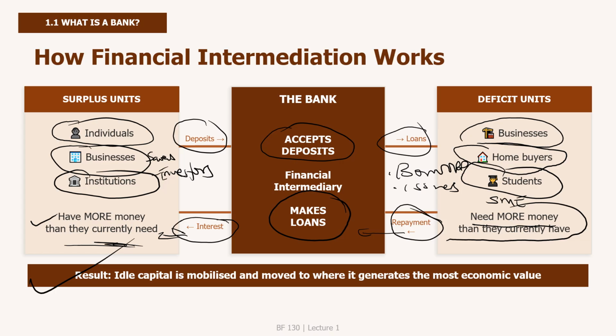Yeah, so really this has a very significant consequence to the economy. Just this whole process that we've talked about here, the financial intermediation, really it is needed for any and every economy. Why are we saying this? We are saying this because idle capital is mobilized and is moved to where it generates the most economic value. I think that is very, very critical, because instead of this money just staying idle somewhere, it is now being used maybe to build a school, to build a hospital, to build roads, a new factory and so on, maybe to start a business.